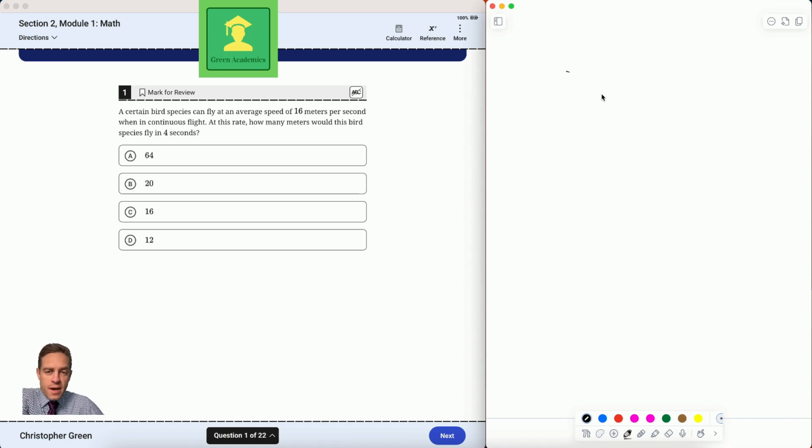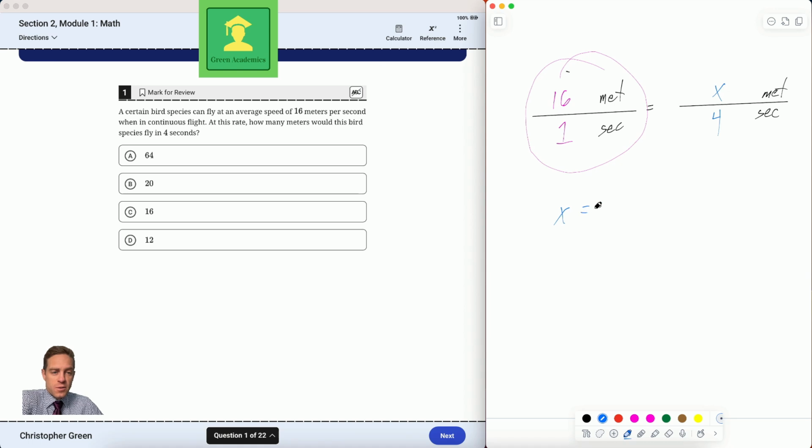Well, whenever you have a rate, I always recommend writing the actual unit. So meters per second is meters per second, and then you understand what to actually put where. From what's given, it's 16 meters in 1 second, right? That's what meters per second means. Then how many meters would the bird travel in 4 seconds? So this is the unknown, and this goes with seconds, of course, and then you cross multiply to get 64.